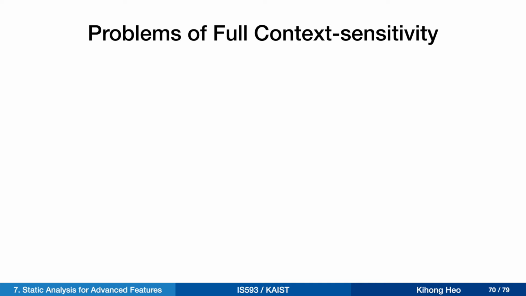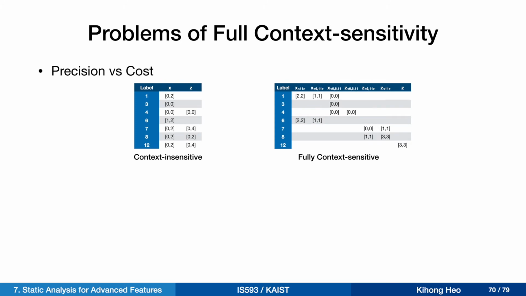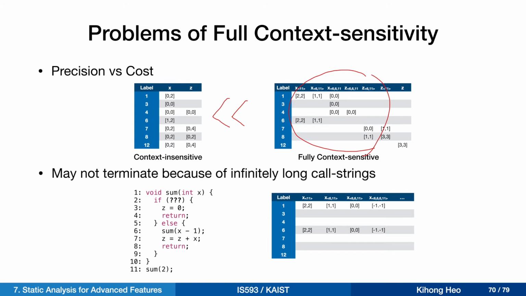So far we have seen how the context insensitive and context sensitive analysis behave. Okay, let's compare pros and cons of the two approaches. Context sensitive analysis is much more precise than context insensitive analysis, but it is in general more costly because it requires more computation, right? We need to compute a lot of information compared to this one. Okay. And more seriously, the context-sensitive analysis may not terminate if an infinitely long call string is involved, as you can see.